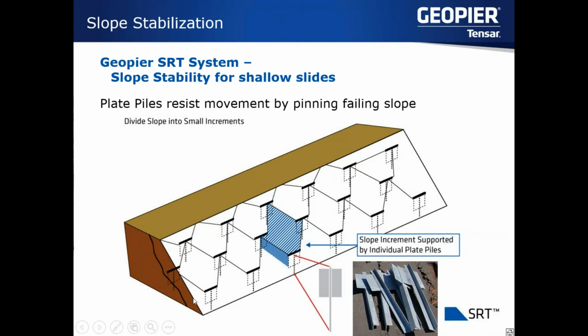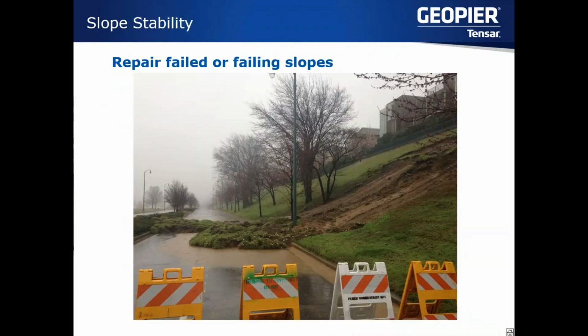We've got our plate on the end of an angle, or some other element, a pile of some sort, which are driven across the slope, maybe on 5 to 6 foot centers. And that's providing the shear resistance to the slope, which is having stability issues.